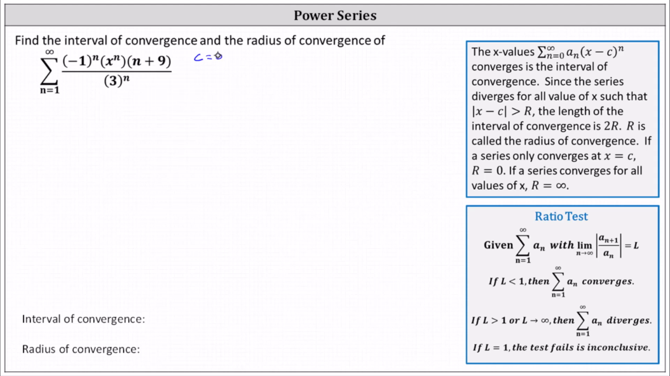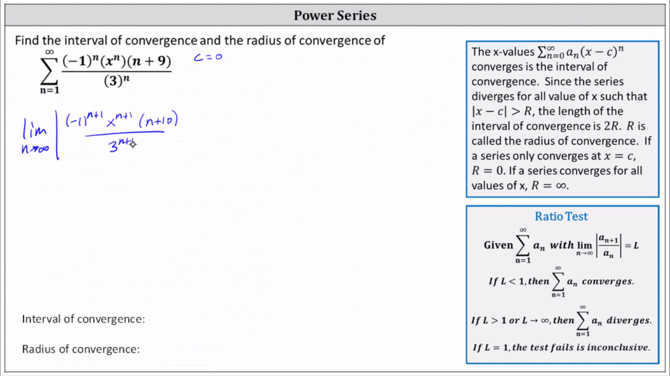And now to begin, we'll apply the ratio test, which means we need to determine the limit as n approaches infinity of the absolute value of the quotient of a sub n plus 1 and a sub n, which means we'll have the limit as n approaches infinity of the absolute value of a sub n plus 1, which is negative 1 to the power of n plus 1, times x to the power of n plus 1, times quantity n plus 1 plus 9, or n plus 10, all divided by 3 to the power of n plus 1.